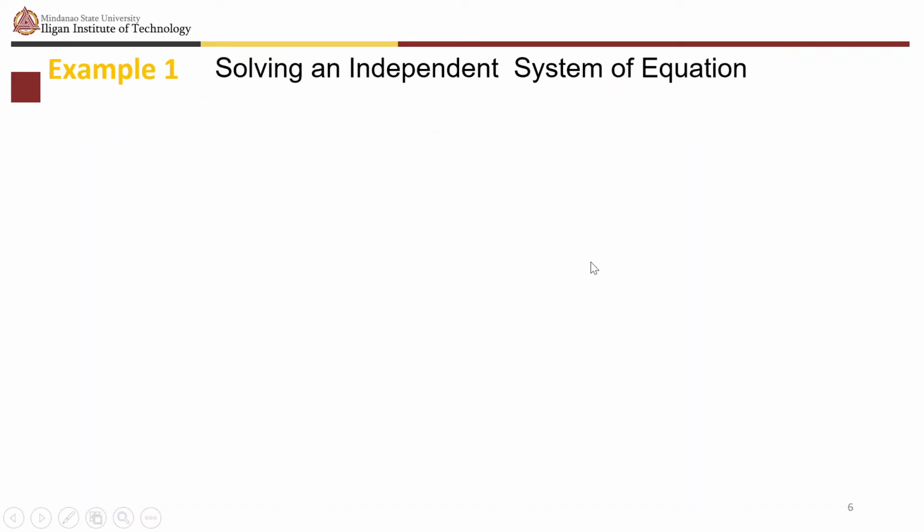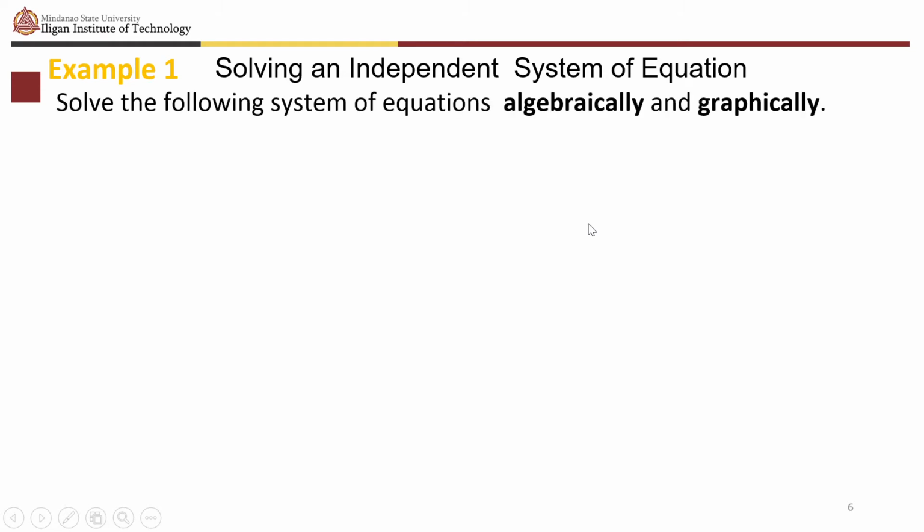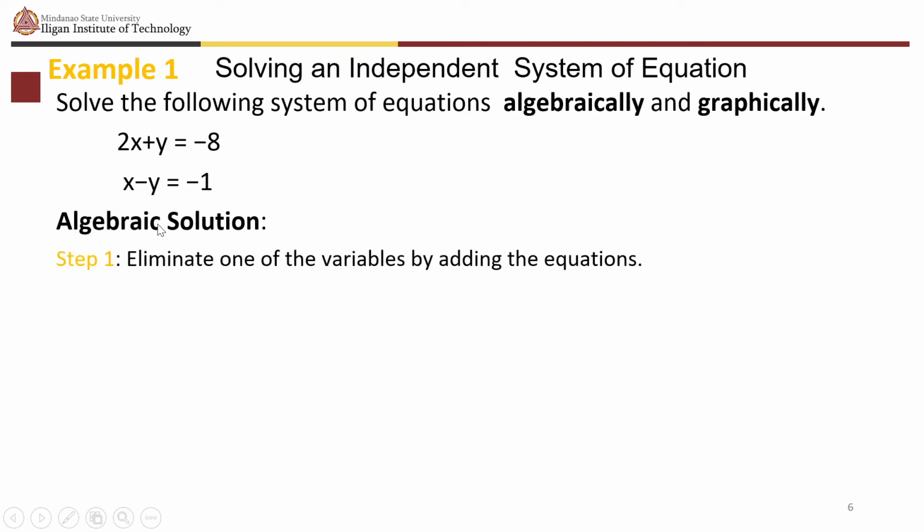So let's take the first example. Suppose you are to solve the following system of equations algebraically and graphically. The first equation is 2x plus y equals negative 8, and the other one is x minus y equals negative 1. For the solution, we can actually eliminate the variable y by adding these two equations. So when we do that, we have 2x plus y equals negative 8, and then x minus y equals negative 1. When you add, 2x plus x gives you 3x, and y minus y is 0. Negative 8 plus negative 1 is equal to negative 9. So you come up with 3x equals negative 9.